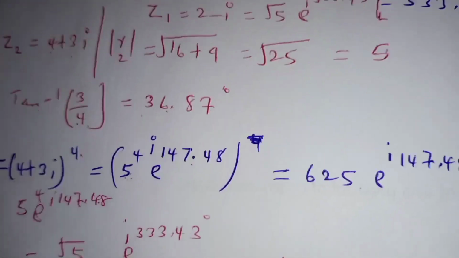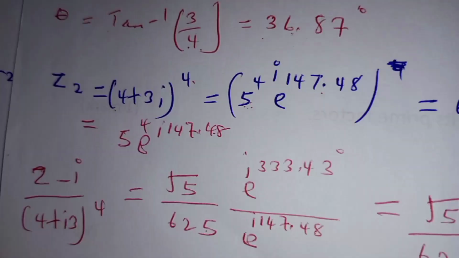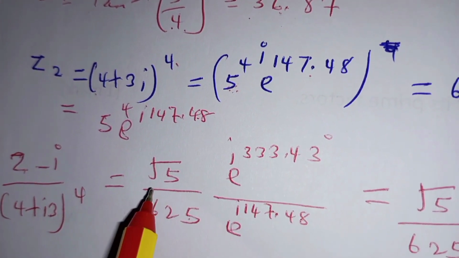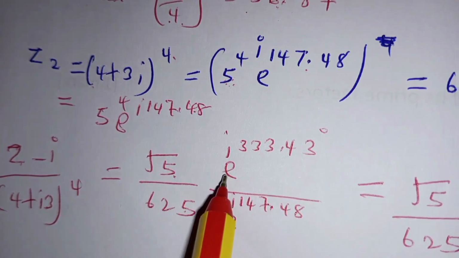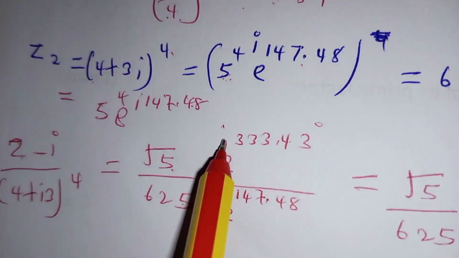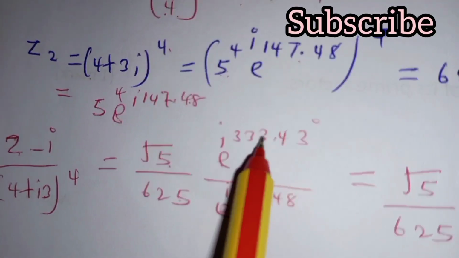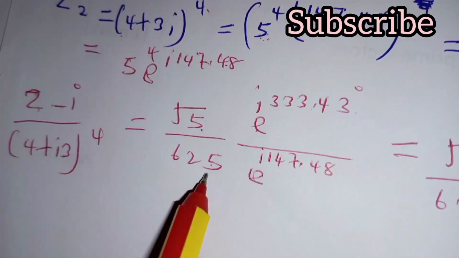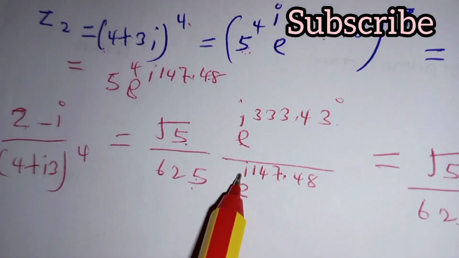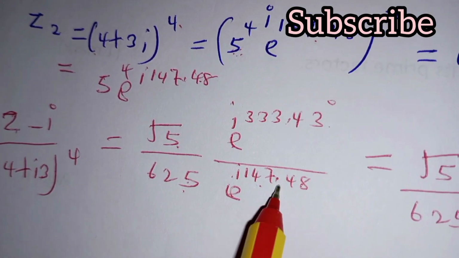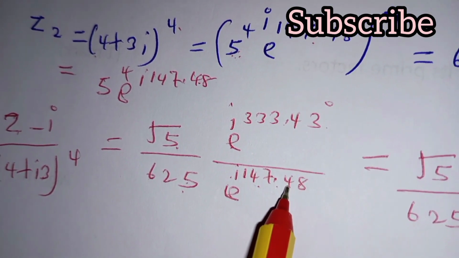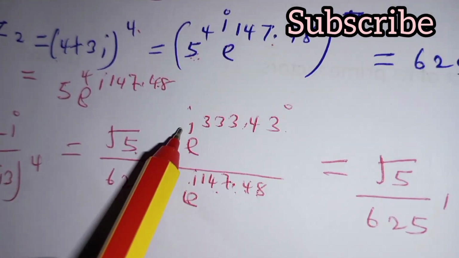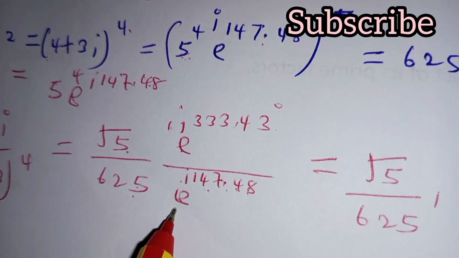Then from there we combine the numerator and the denominator. For the numerator we obtained the square root of 5 exponential i 333.43, divided by 625, which is the denominator, exponential i 147.48.